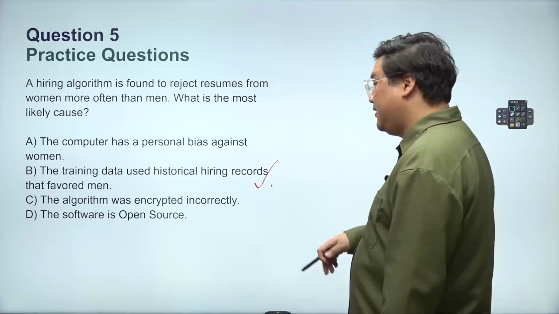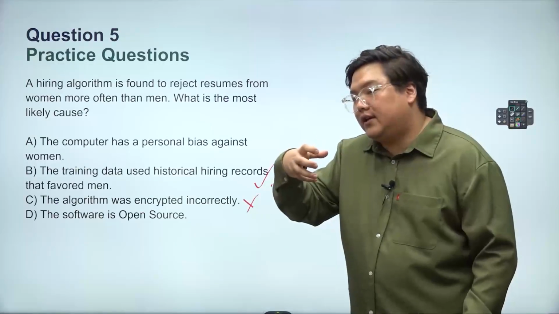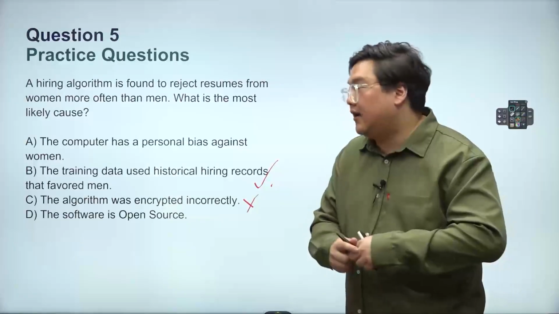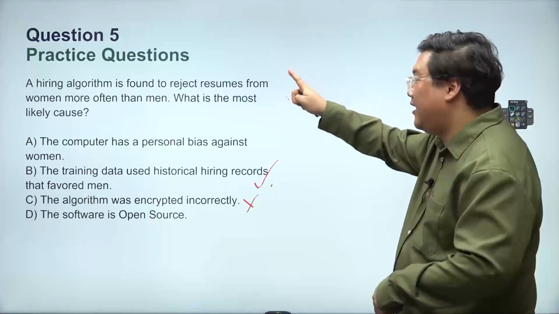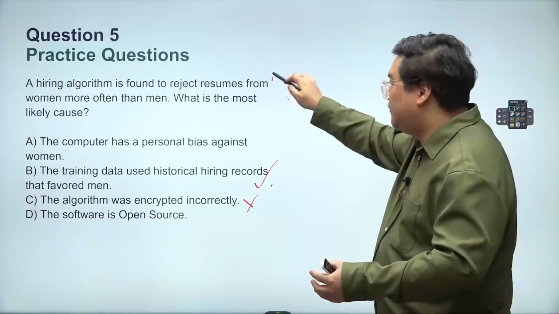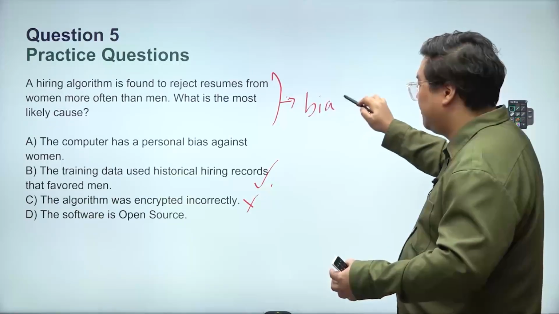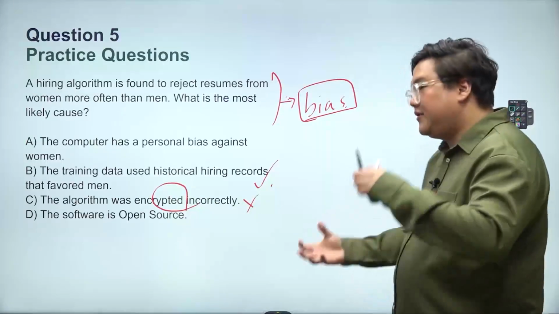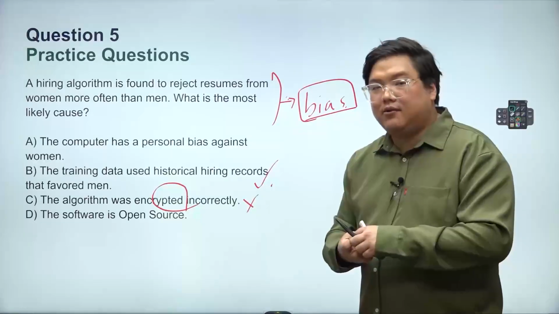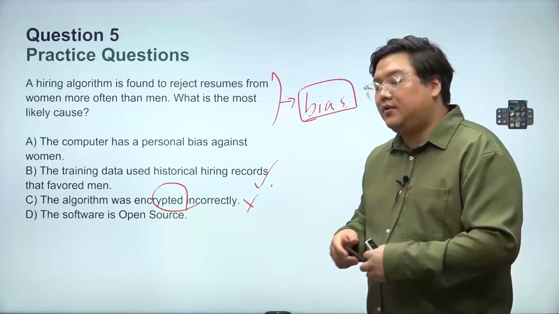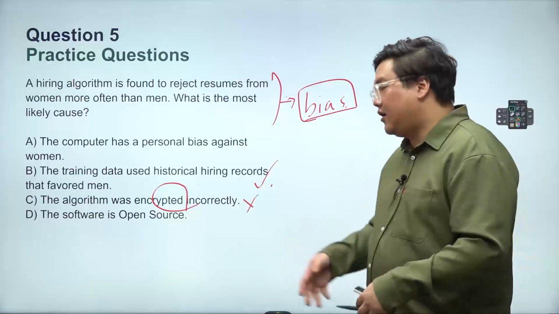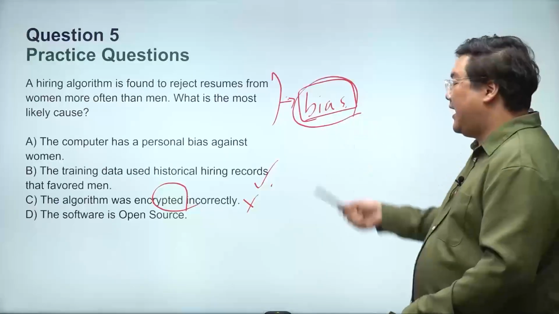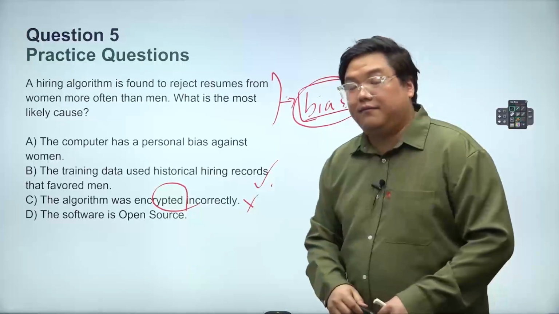The algorithm was encrypted. So one of the key skills that you need here is making connections between keywords, okay? This was about a hiring algorithm, so we need to identify that there is a bias here. Encryption and bias are not connected keywords, right? We're not doing encryption because of bias. We're doing encryption to protect against attacks, right? A bias is something that happens due to data. Okay.